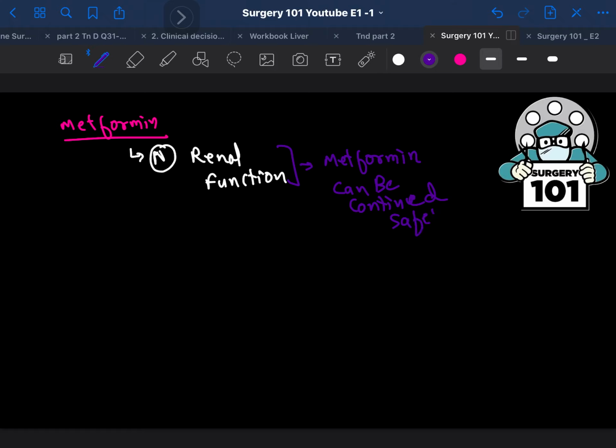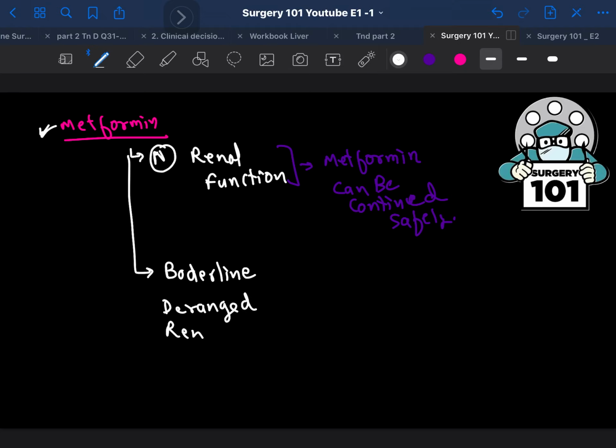It can be continued safely. But at the same time, if there is a person who is on metformin and the patient is having borderline deranged renal function, then what you need to understand is that metformin should be discontinued.